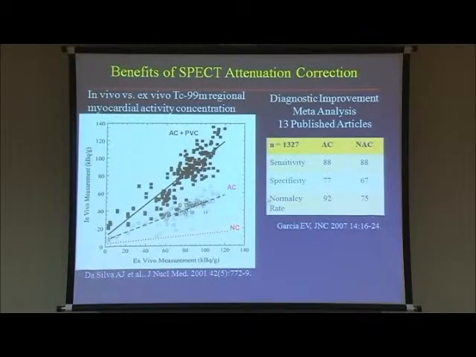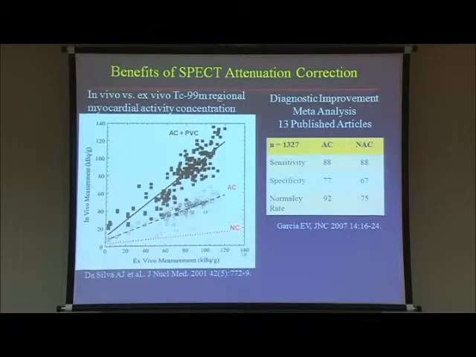But here's a slide from the work of Da Silva back in 2001 in an animal experiment of the in vivo uptake versus the ex vivo after the heart was taken out of the animal and measured on a well counter. And you can see with no correction versus attenuation correction with correction for partial volume effect, which has to do with the resolution of the system, you're getting much truer concentration out of the pixels, but also higher contrast between hypoperfused tissue and normal tissue.